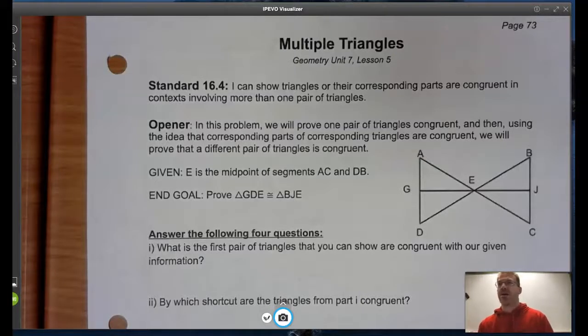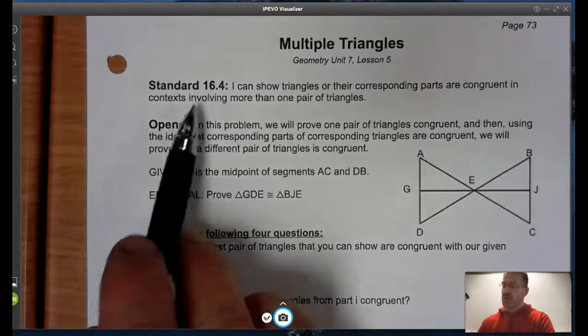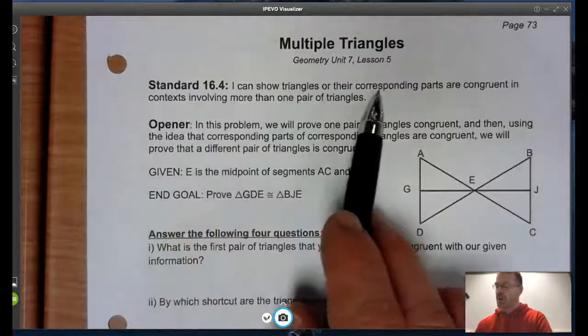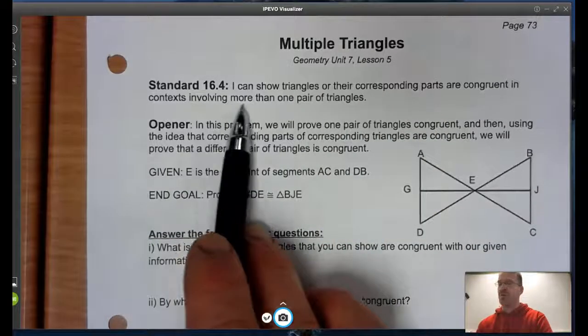All right, and we're moving on to lesson 5 in unit 7 here on page 73. And once again, you're going to see a lot of the same conversation that we've talked about with our unit on congruency and triangles so far, but today we're going to work with multiple triangles. So if you look at standard 16.4, I can show that triangles or their corresponding points are congruent in context involving more than one pair of triangles.